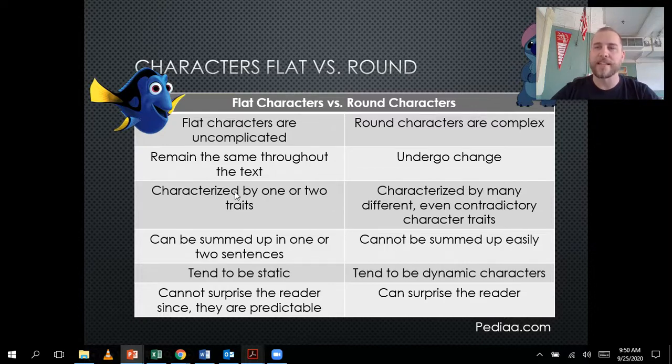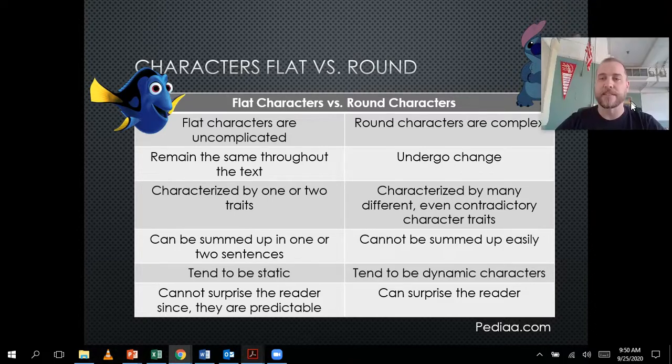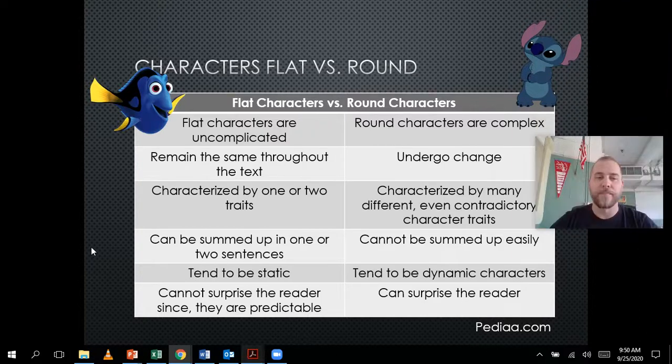There's not much, you can't dig any deeper. You're never going to find anything else besides that from a flat character. They can be summed up in one or two sentences. They're pretty easy to describe. They tend to be static, and they usually don't surprise the reader by doing something unpredictable. So Dory from the first Finding Nemo movie is more of a flat character. She's not very complex. When you get to the Finding Dory movie, you find that she's a little bit more complex than she was in the first movie.